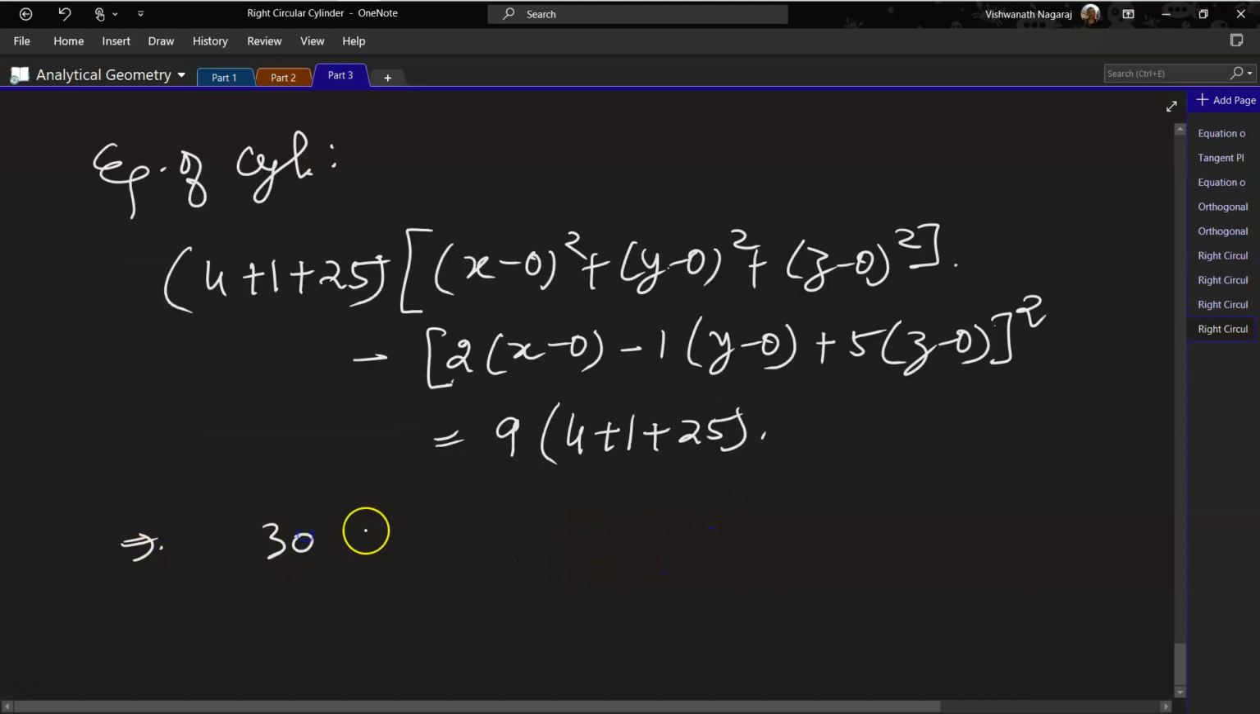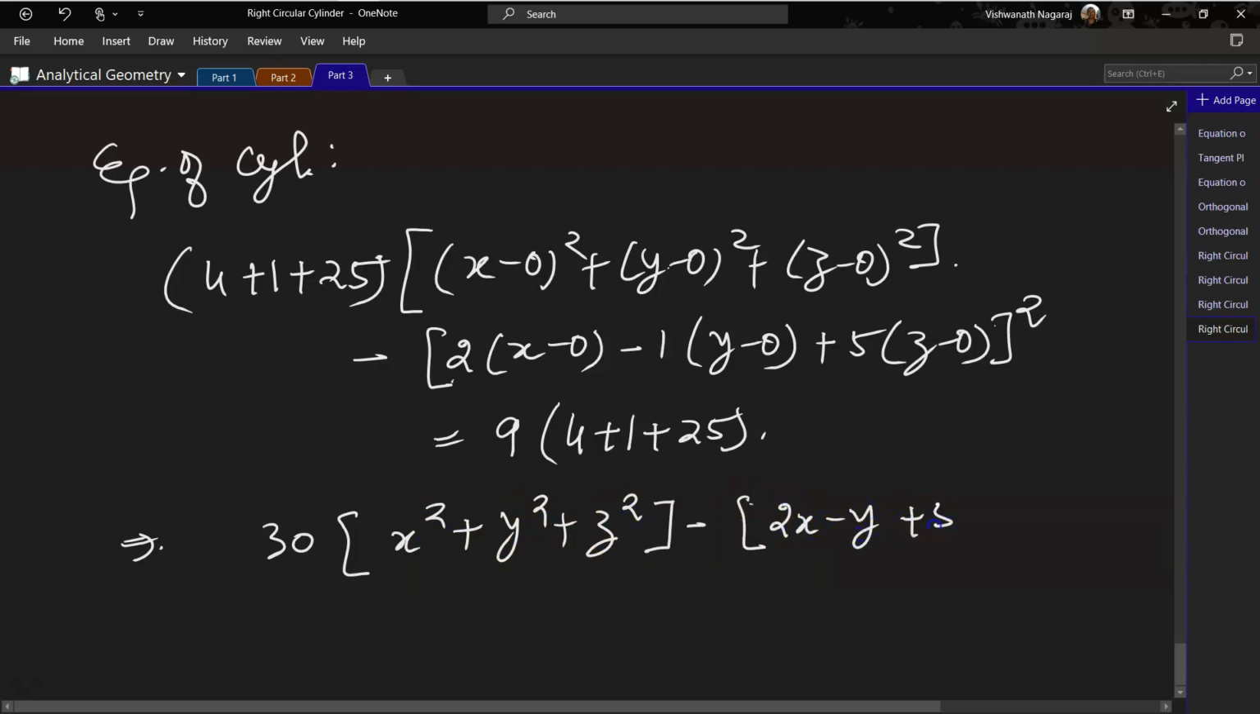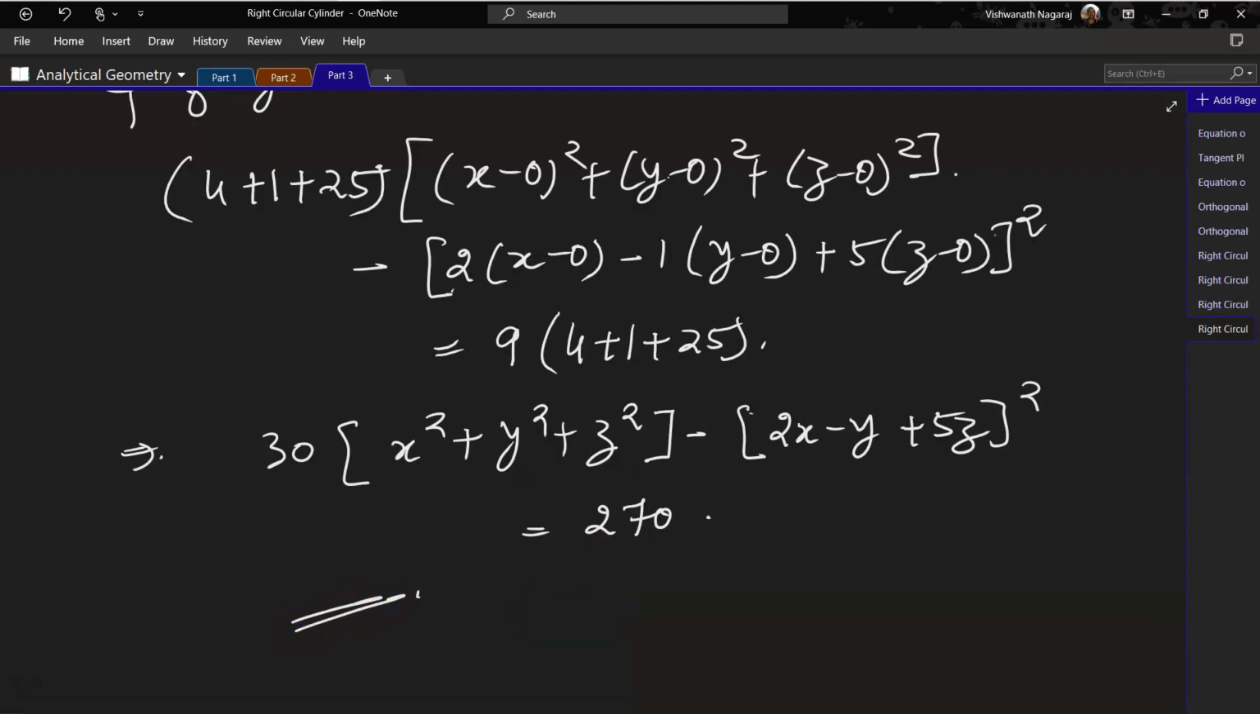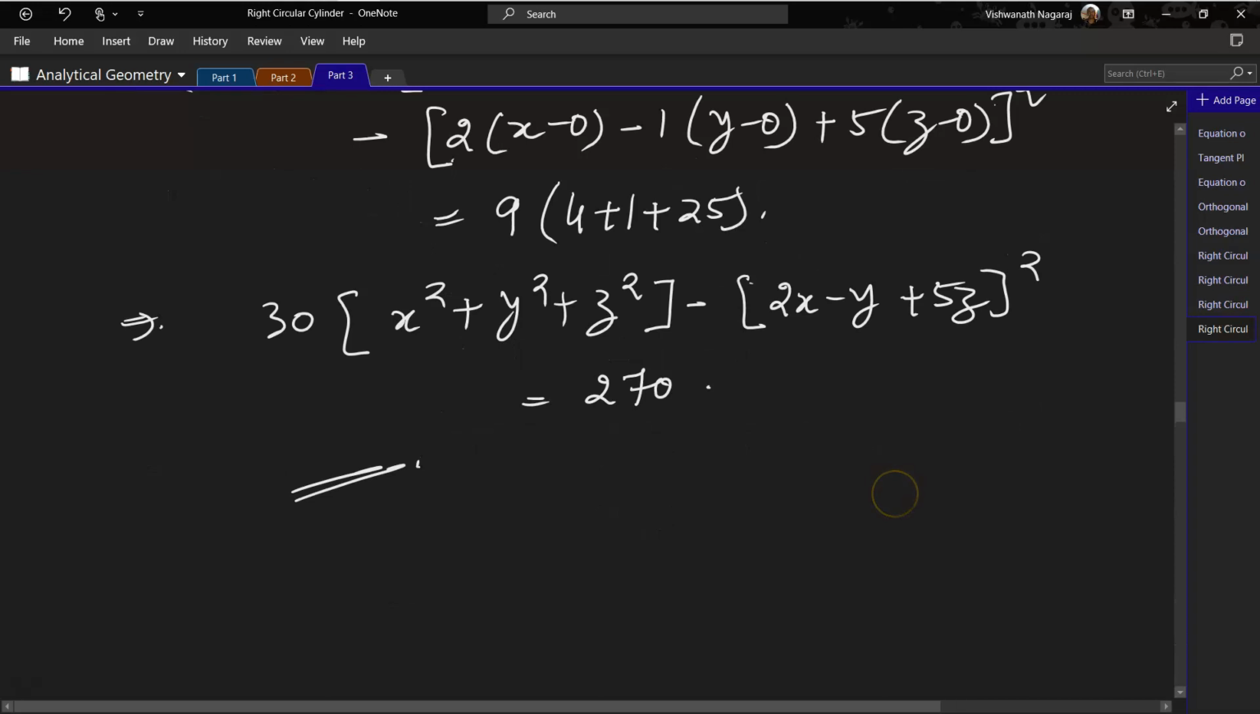Now see, 30 (x square plus y square plus z square) minus (2x minus y plus 5z) square is equal to 270. That is the equation of the cylinder whose generators touch the given sphere and are parallel to the given line. That's it. Bye.